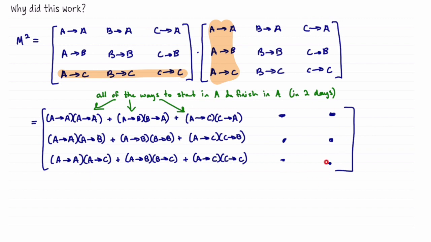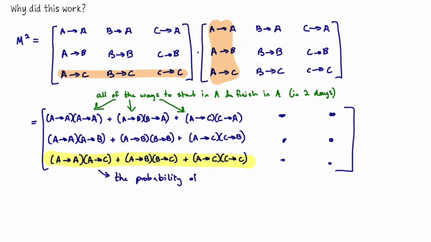You could check that this would happen for the other 6 entries, or you could do a couple of them and then anticipate what, say, this entry, the third entry in the second row would have to be. That would be all of the ways to start in C and end in B after 2 days. So stepping back and looking at this matrix product, say I take this third entry in the first column.